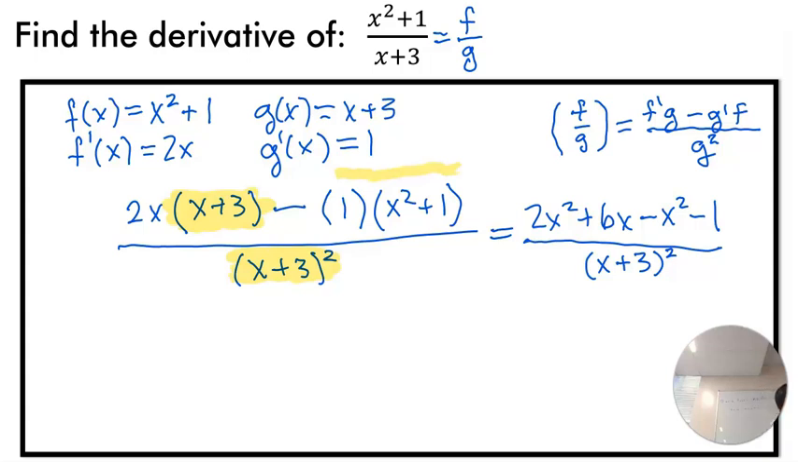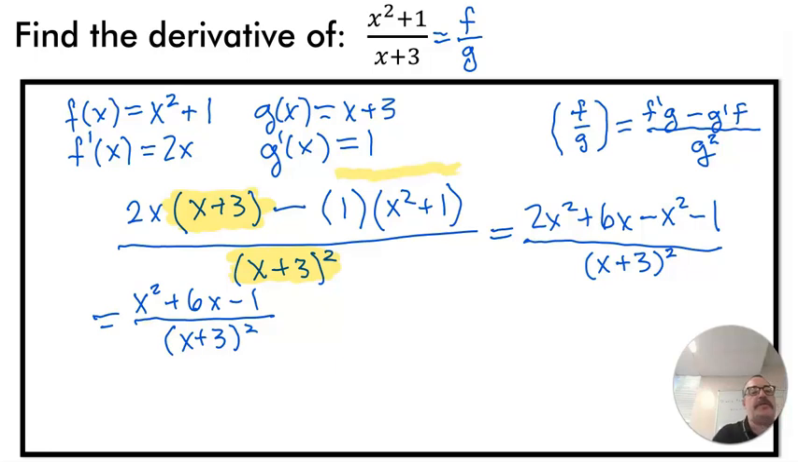So we're just going to leave those alone, and we're just going to worry about the numerator. Up top, we are left with x squared plus 6x minus 1, divided by x plus 3 squared.